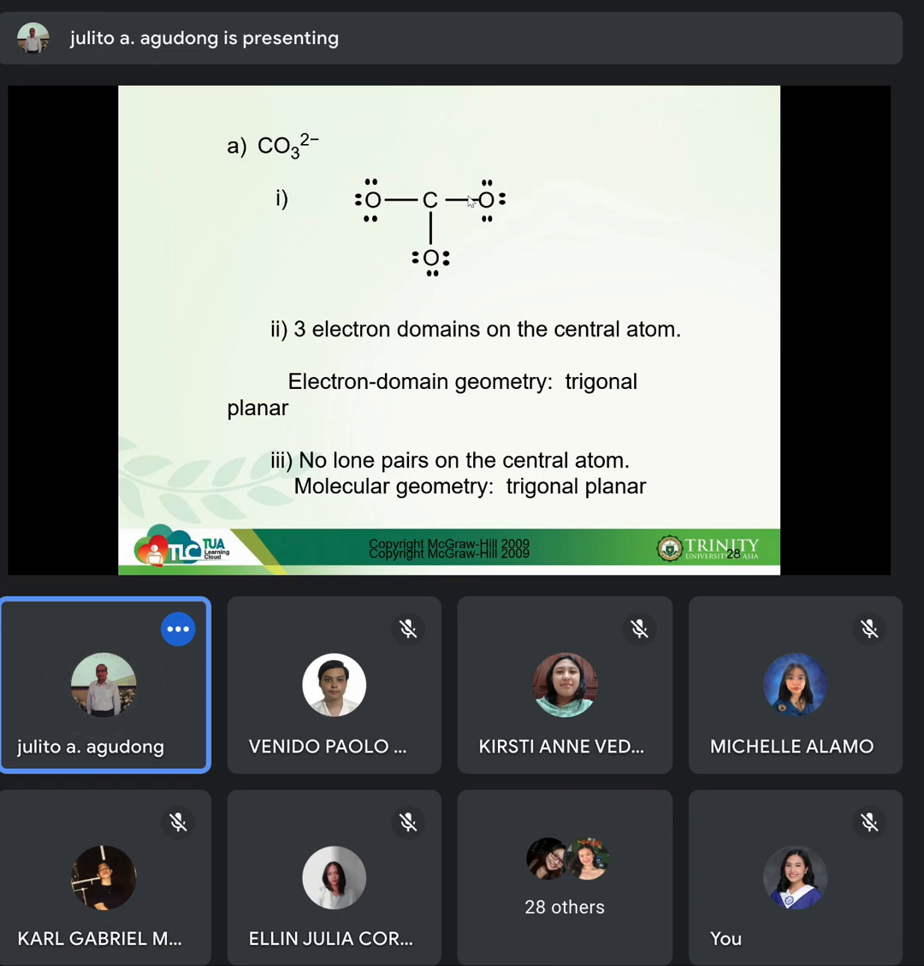So what would be the molecular shape designation for this? AX3. You don't have a value for E because you don't have non-bonding pairs, right? Okay? So that is how to do the molecular shape designation.